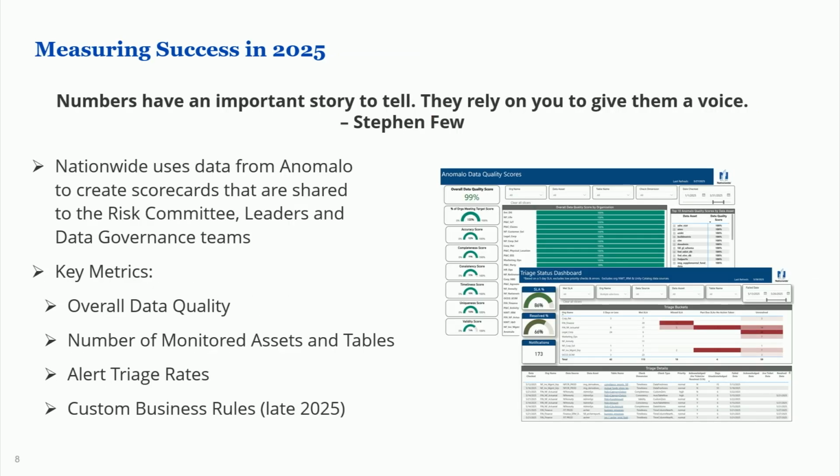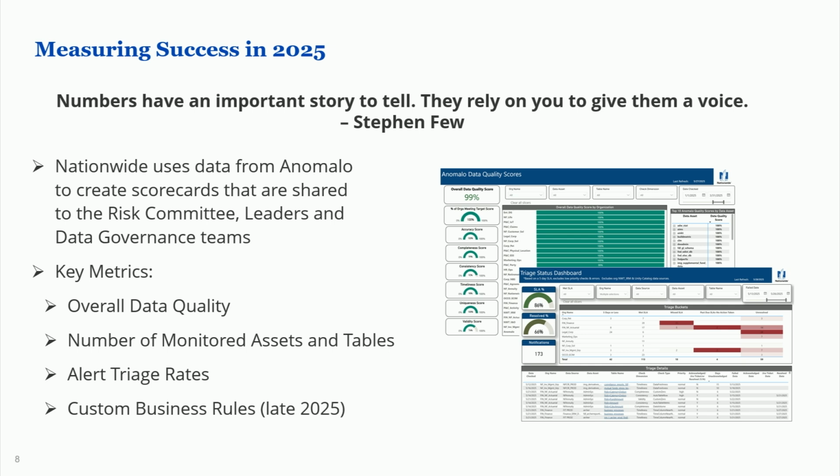So how do we tell if we're successful in this whole deal? We actually take the information we get from Anomalo, we pull it out, and we actually create scorecards. That scorecard, top of the house, one of the metrics we track is overall data quality. That score goes back to our risk committee to make sure that we're on track, to make sure that we are measuring the quality of our data.